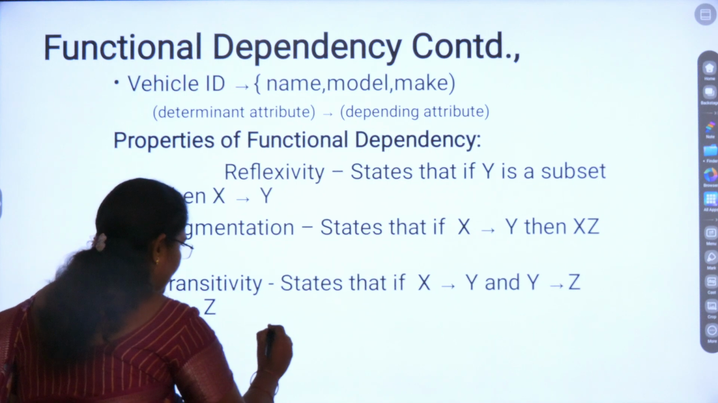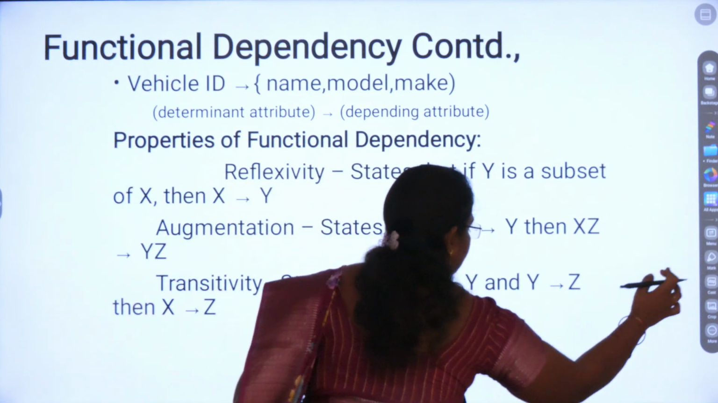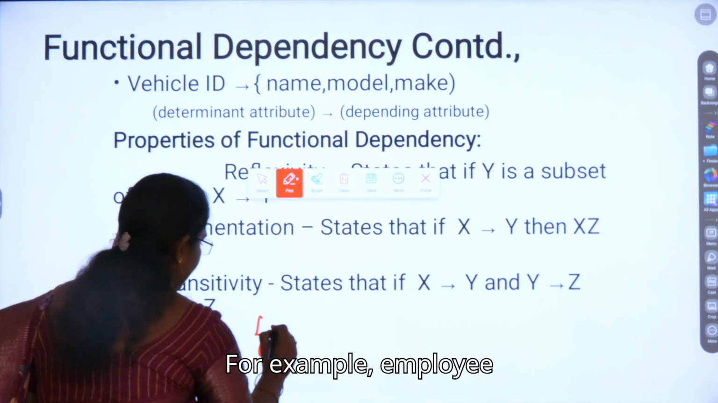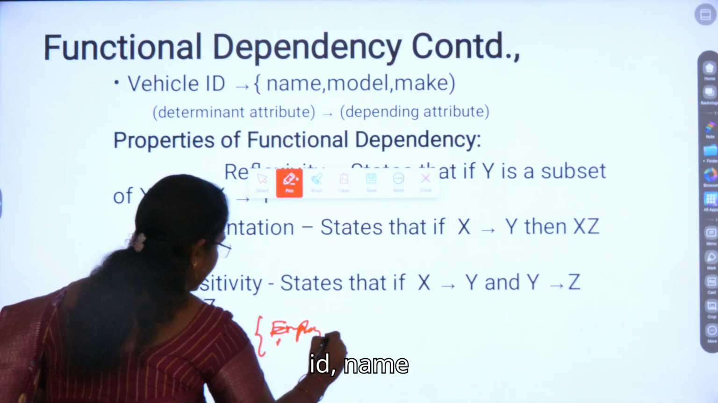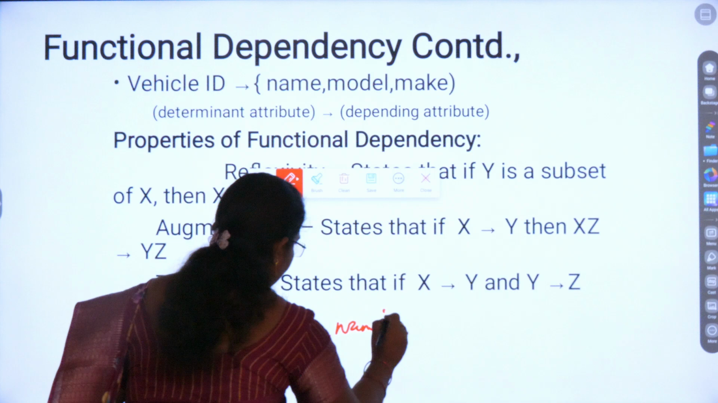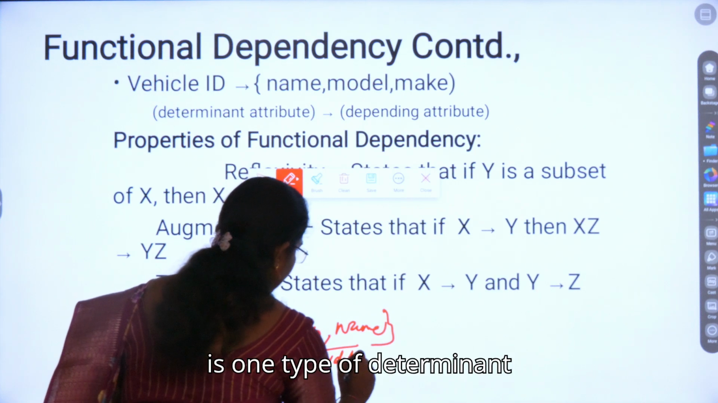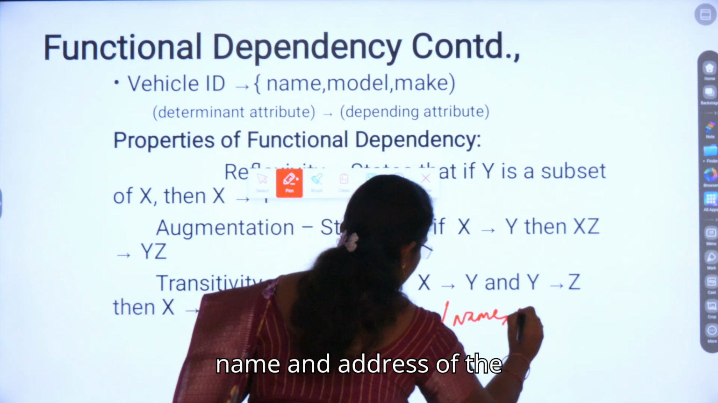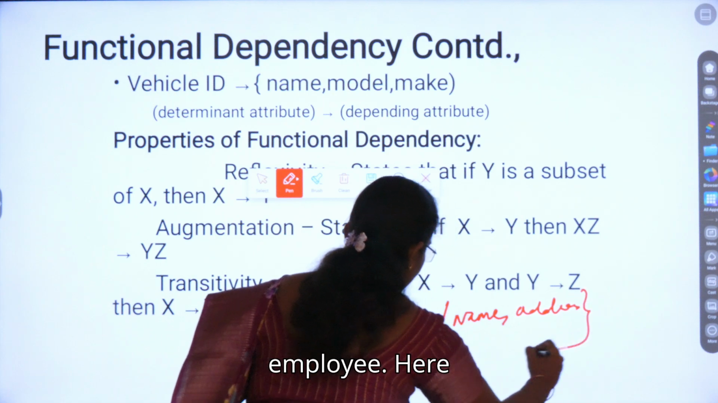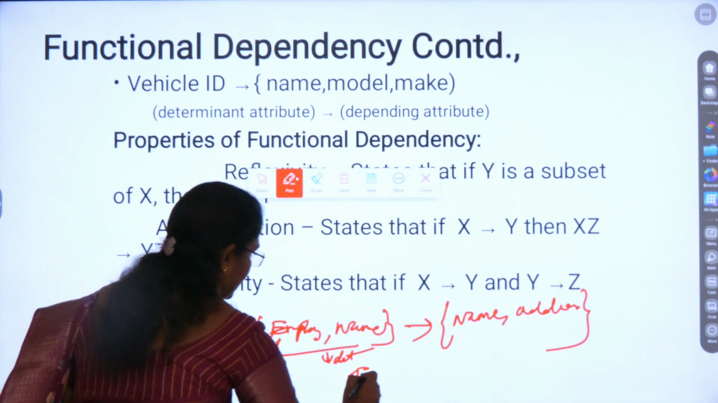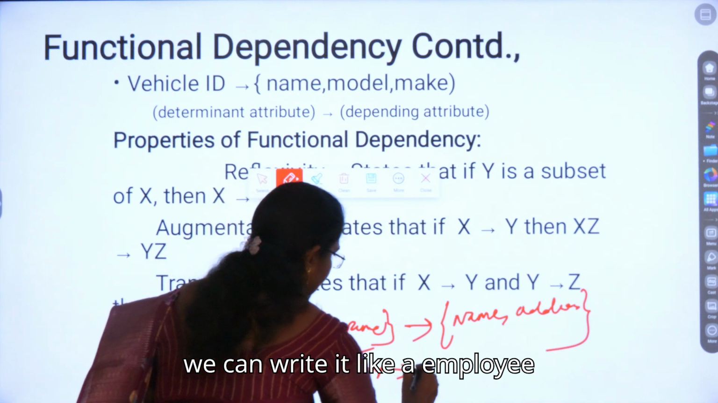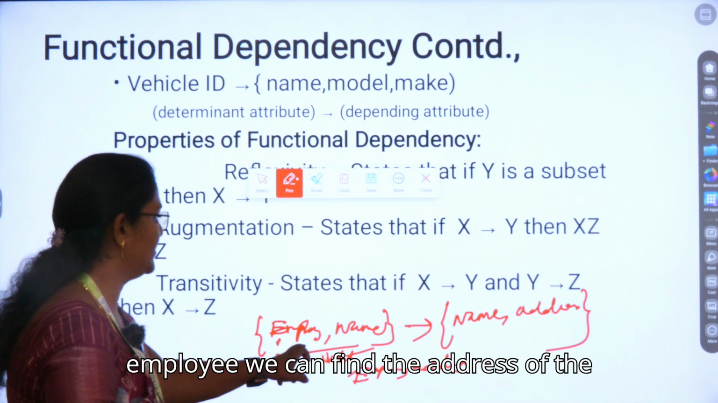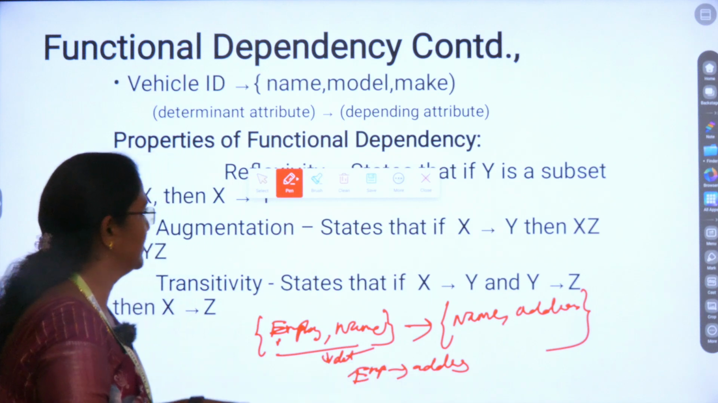For example, employee ID, comma, name is one type of determinant which determines name and address of the employee. Here we can write it as employee determines address. So this is the transitivity. With the help of employee, we can find the address of the employee.